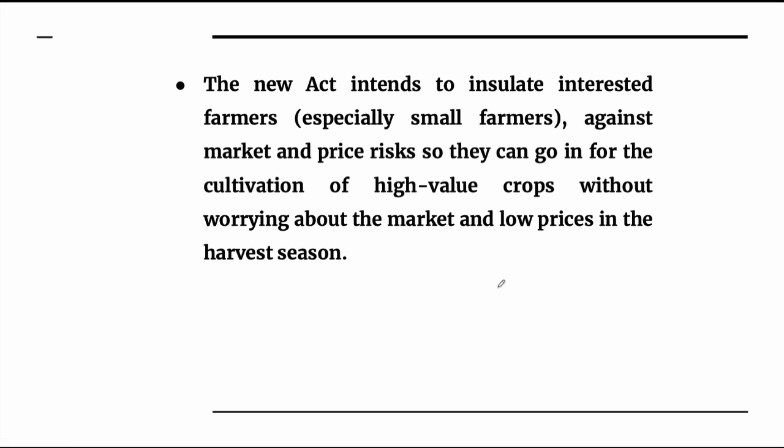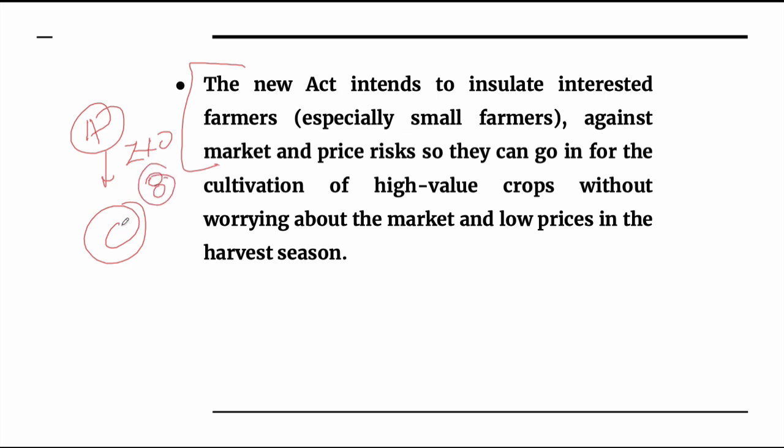The new act intends to insulate interested farmers against market and price risk. This is related to contract farming. Suppose there is one farmer A and that farmer signs a contract with a company C, and this company assures that it will provide, for example, 10 rupees per kg. Suppose the price reduces to 8 rupees, then also the company needs to pay the farmer 10 rupees per kg. Also, if the price increases to 15 rupees, then the company has to pay 15 rupees to the farmer. So these changes have been made. If there are any grievances, there are also mechanisms by which the farmer can put their complaint against any stakeholder which is impacting their interest.